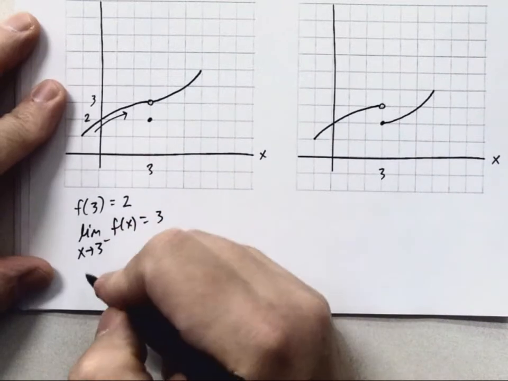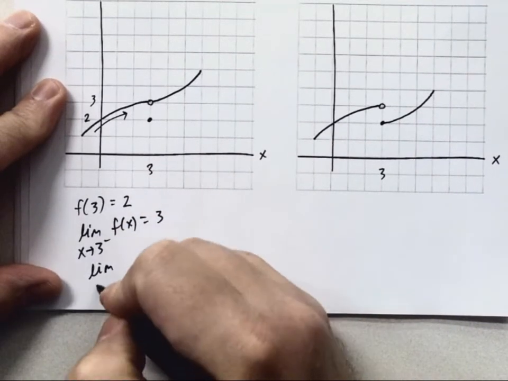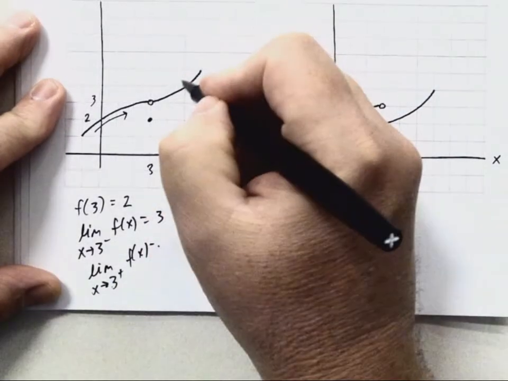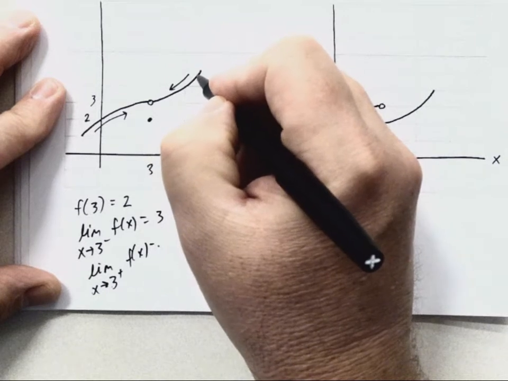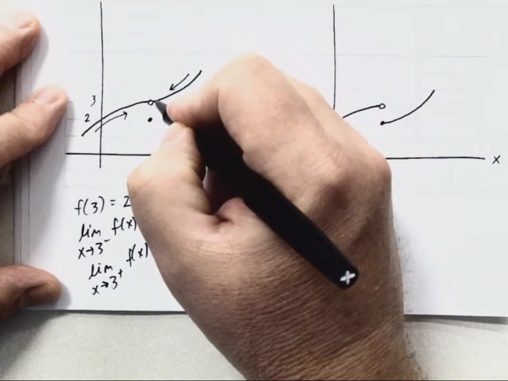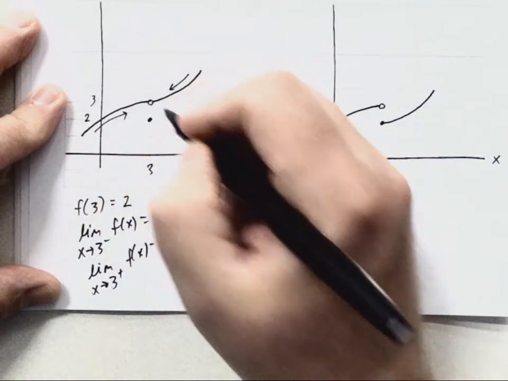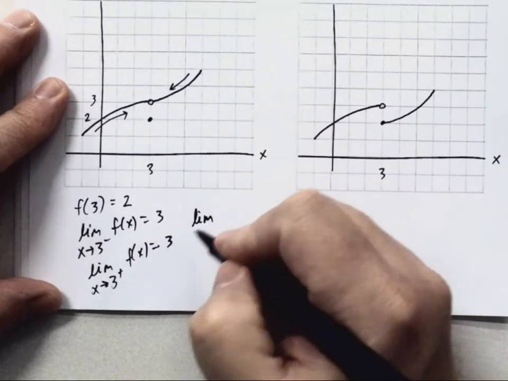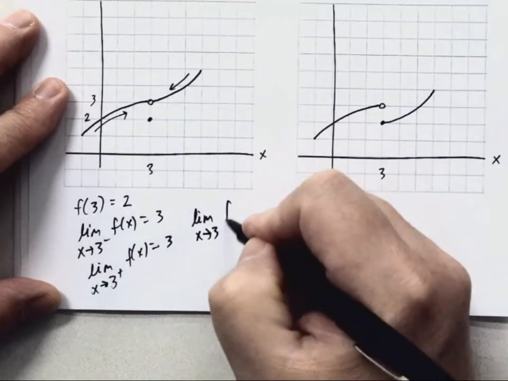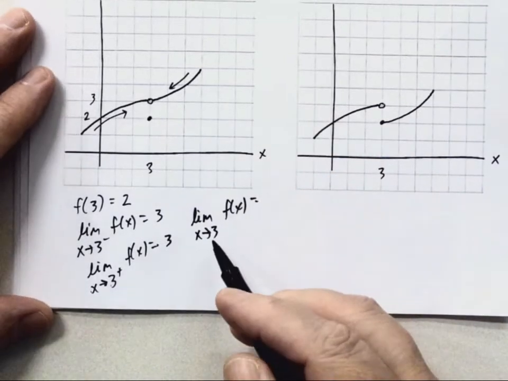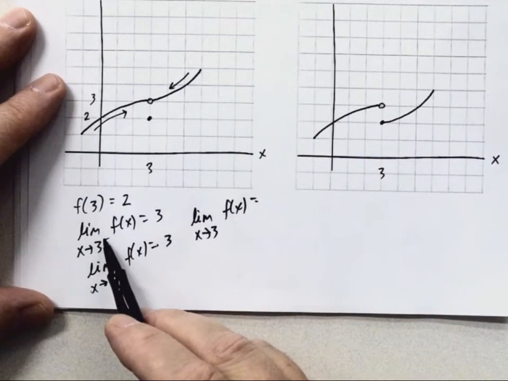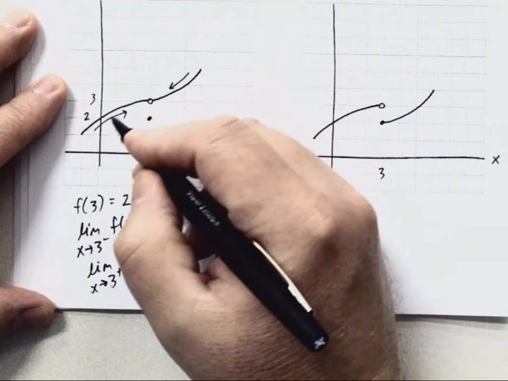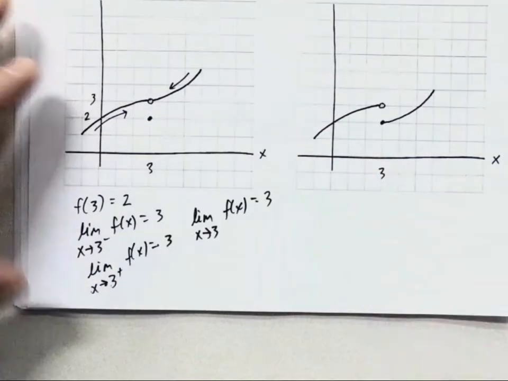And what happens when you approach x equals 3 from the high side? You go like this. Once again, as x gets closer and closer to 3, what's happening to my function? My function's getting closer and closer to 3 also. So now, when I ask, what's the limit as x approaches 3? Well, because the limit from the low side and the limit from the high side are the same, then I say the limit as x approaches 3 is 3.